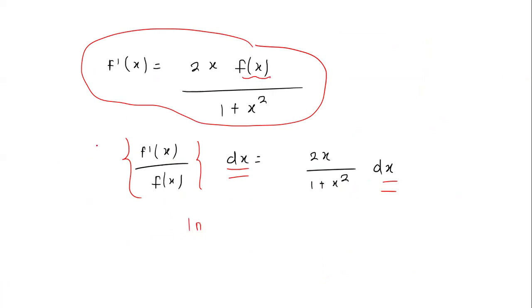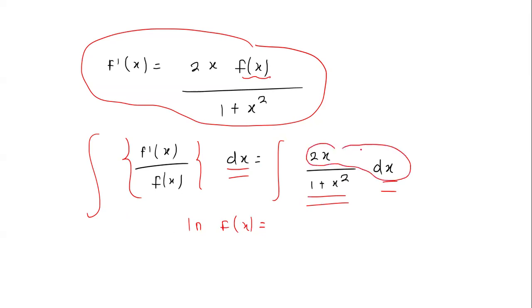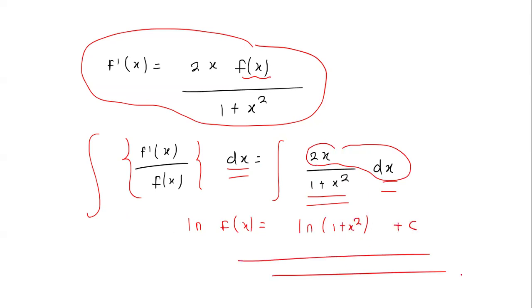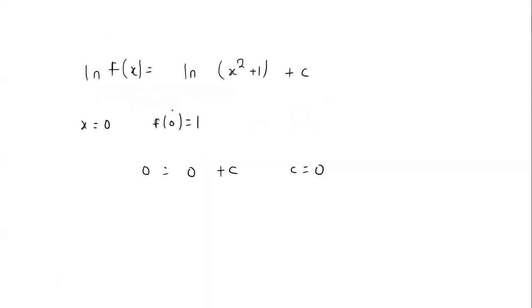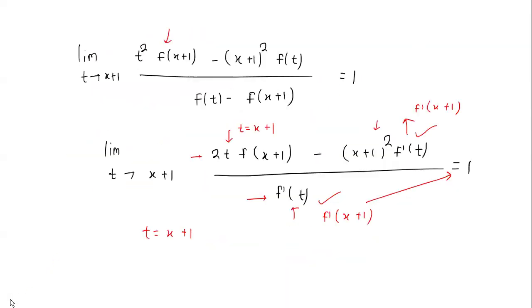So you can integrate both the sides, so it will come like ln of f of x, and here we have 1 plus x square, and its differentiation is this 2x dx in the numerator. So it will become like ln of 1 plus x square plus some constant of integration. So this is the equation after integrating.